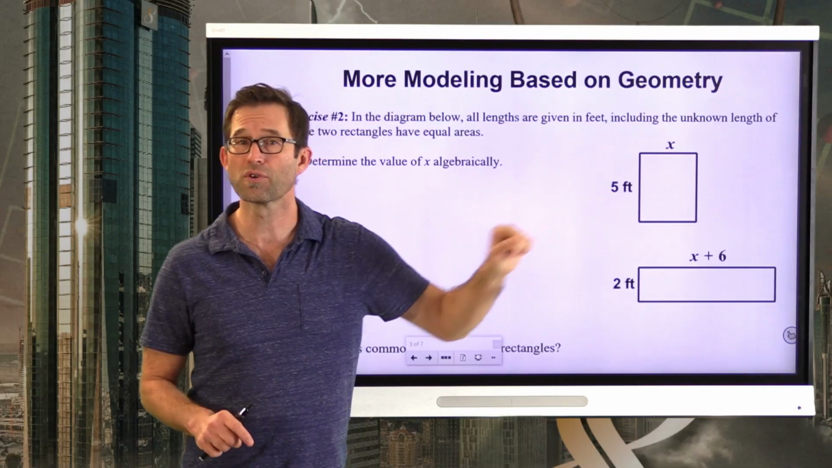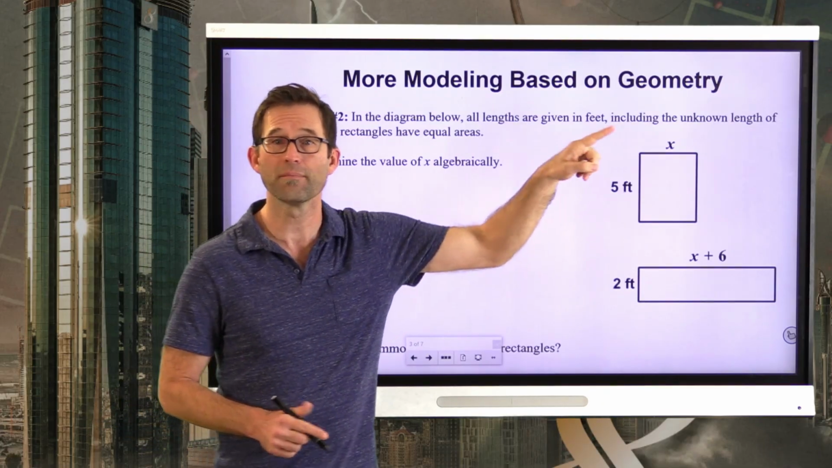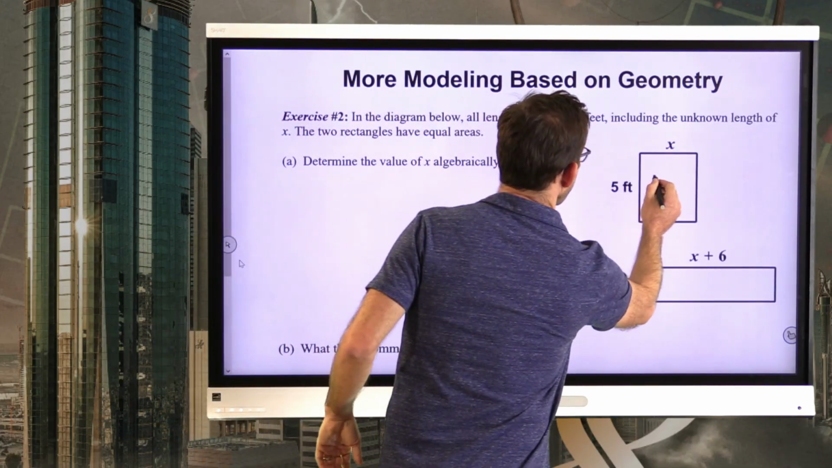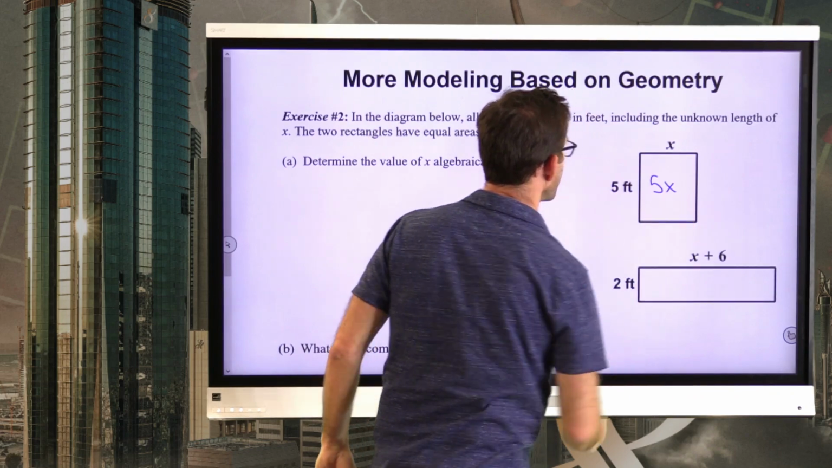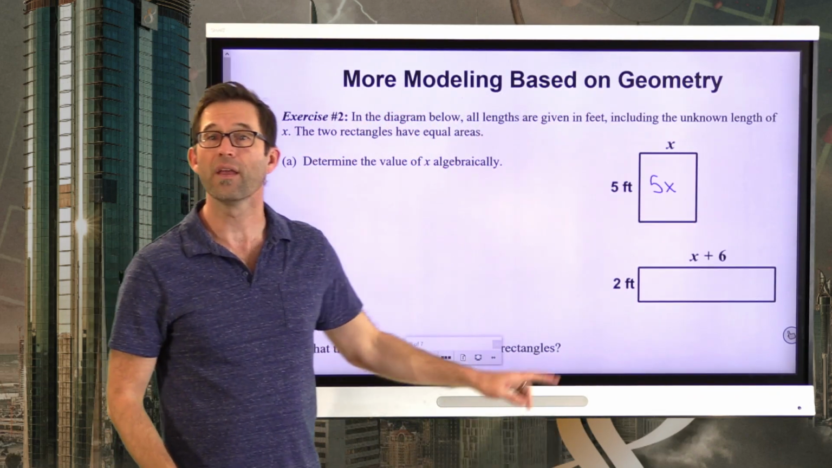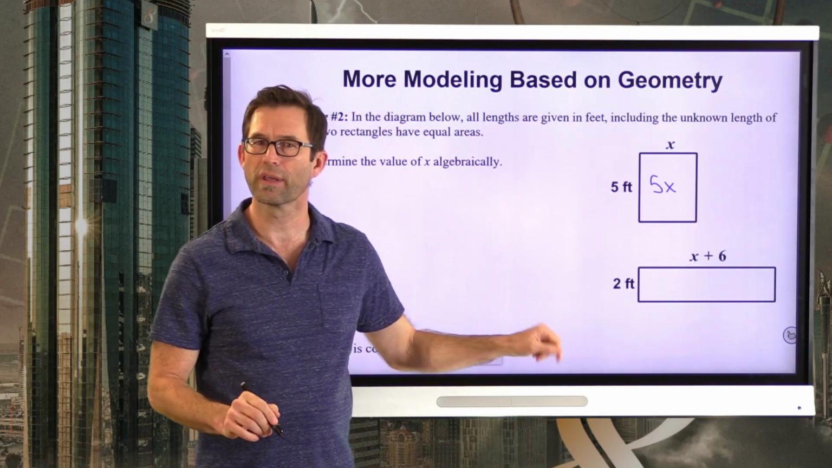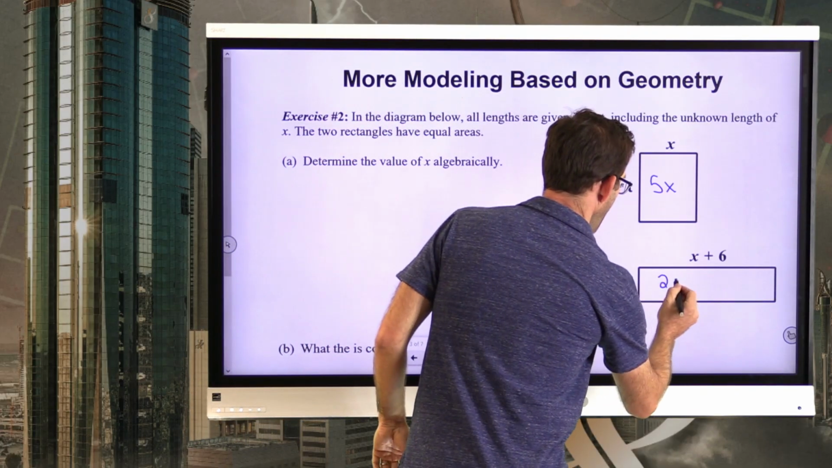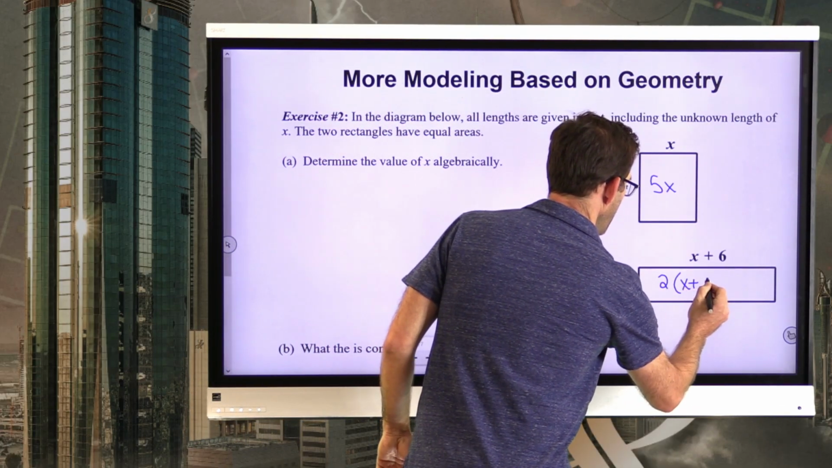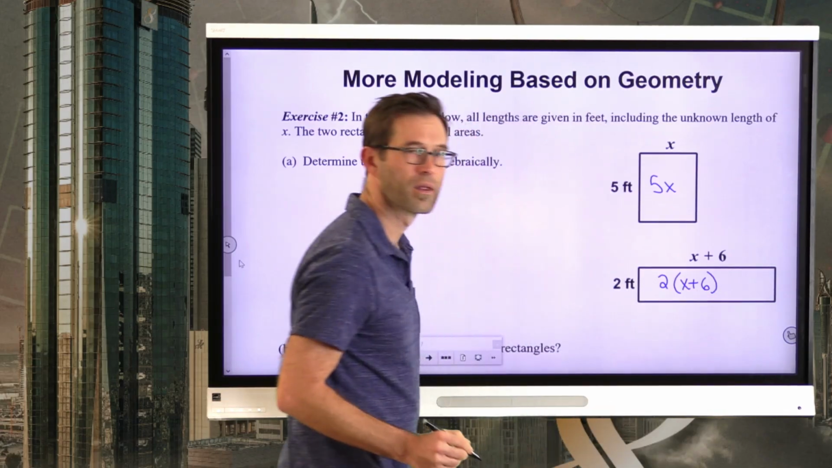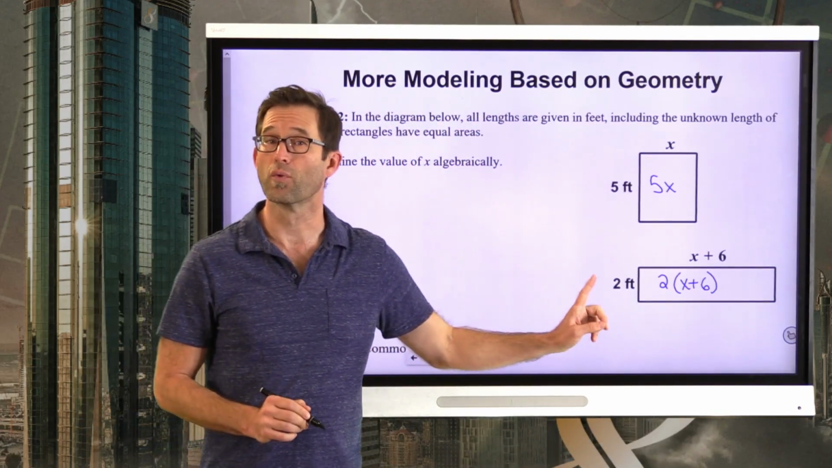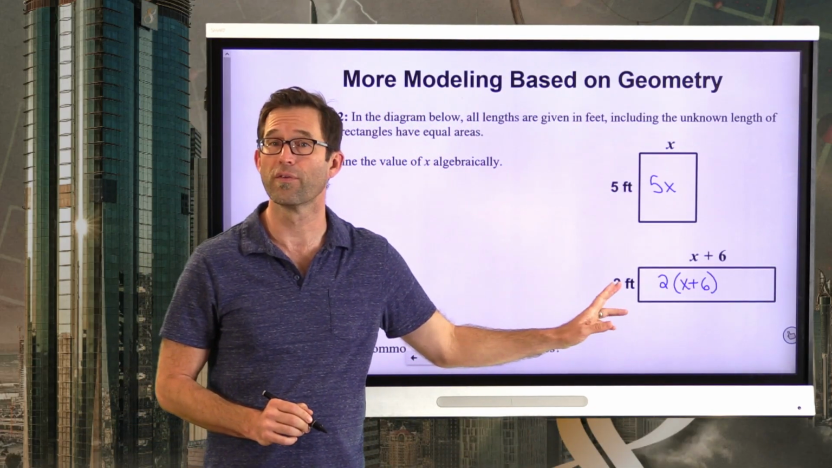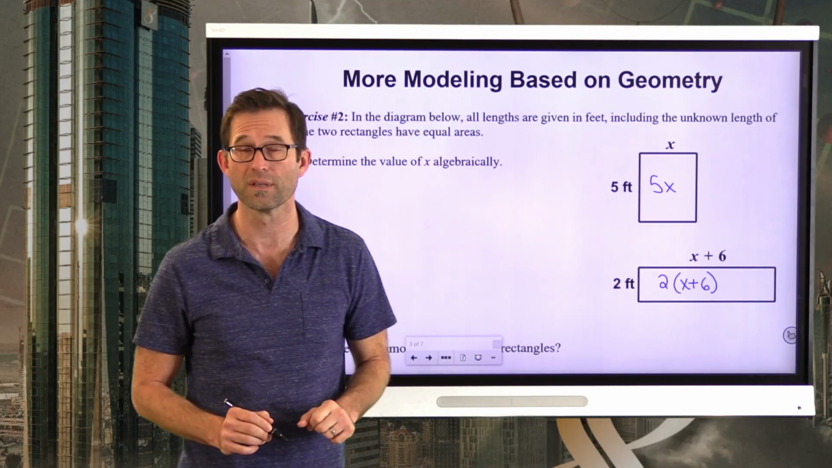So the area of this particular rectangle is 5 times x. I'm going to actually just write that into the rectangle. Okay? And the area of this rectangle, a little bit trickier, is going to be 2 times x plus 6. I think I'm just going to write that like this for right now. All right, those parentheses are really critical. Very, very different if you've got 2x plus 6 without the parentheses.